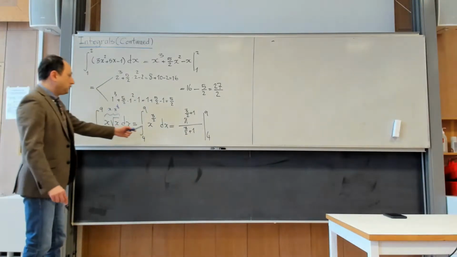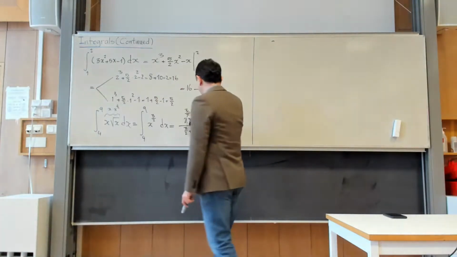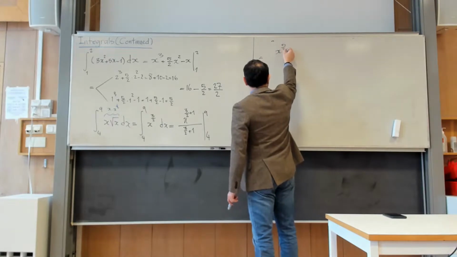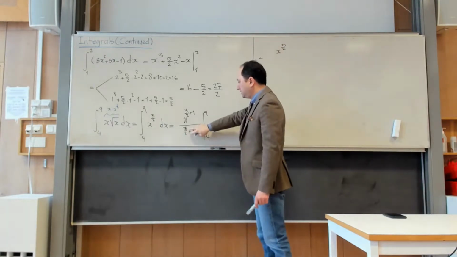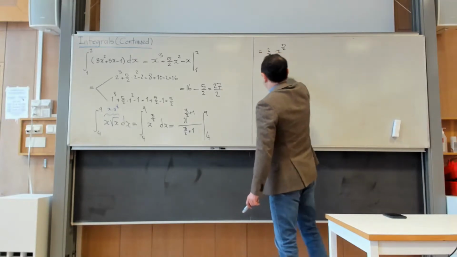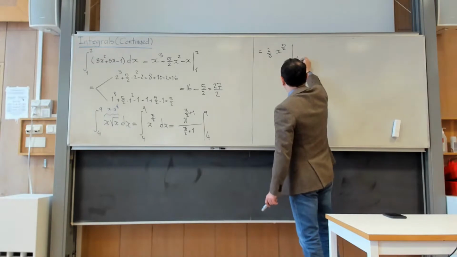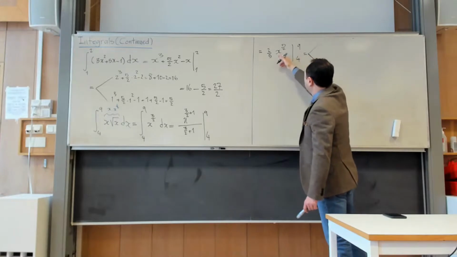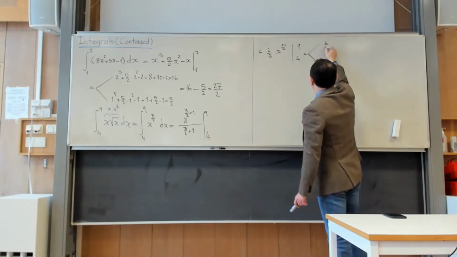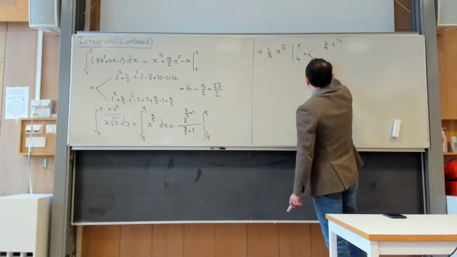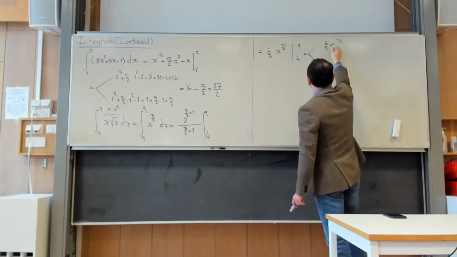So here, what I want to do is simplify this. 3/2 plus 1 is 5/2. So this becomes x to the power of 5/2. This is the same number, but it is in the denominator, so it becomes 2/5. Do you remember we practiced this quite well in exercises? And then I go from 4 to 9. According to Newton's theorem, I would put 2/5, 9 to the power of 5/2, and then I would do the same thing here: 2/5 times 4 to the power of 5/2.